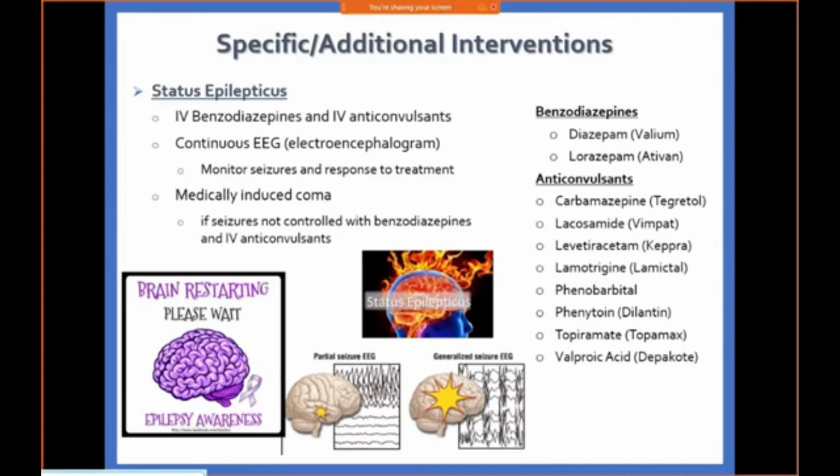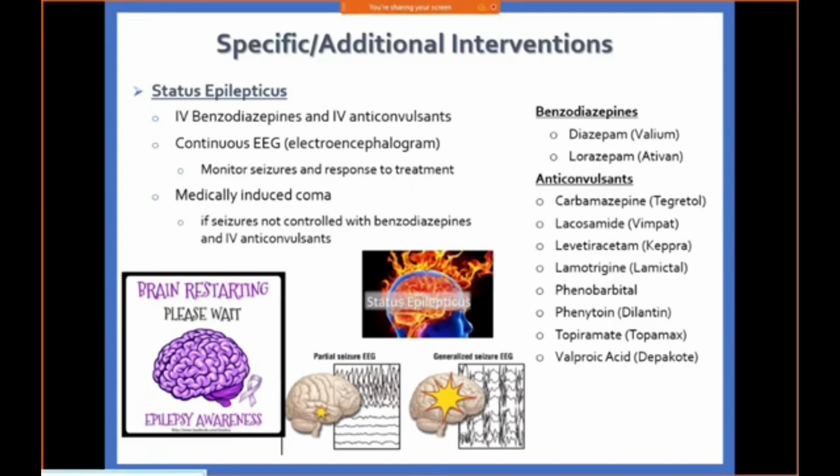So status epilepticus, those are our least invasive to most invasive: IV benzos and anticonvulsants, a continuous EEG, not a 12 lead, not a heart EEG. An EEG is an electroencephalogram, which is basically a constant readout of brain waves. And if you've been at Barrows on the neuro units, their patients are all in the bed and they put a camera on them and have continuous monitoring of the EEG. They will do that for any period of time and let the doc keep an eye on that brain. And then a medically induced coma if they can't get it under control.